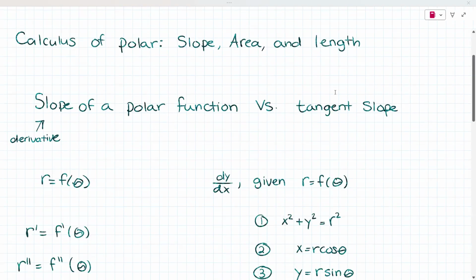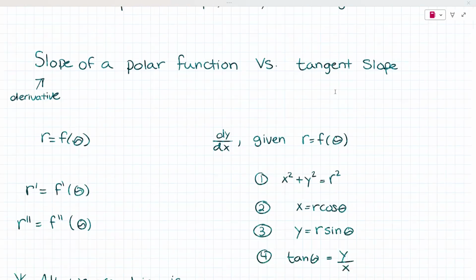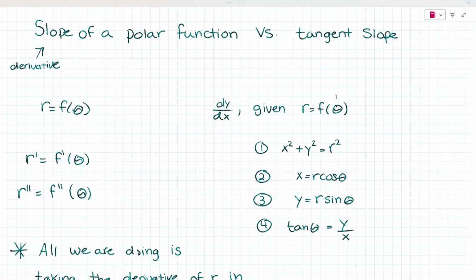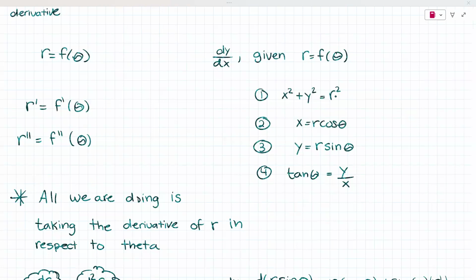So the slope of a polar function versus tangent slope. As you can recall, slope is derivative. So if r equals f theta, r prime would be f prime theta, and r double prime would be f double prime theta, right? And over here, if you have dy dx, given r equals f theta, these are reviews of a lot of equations that we already went through.